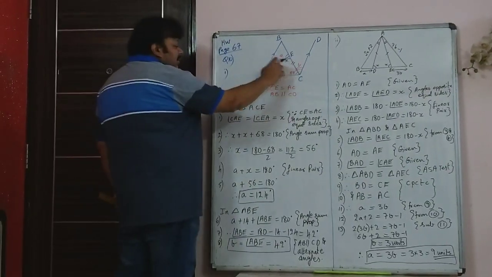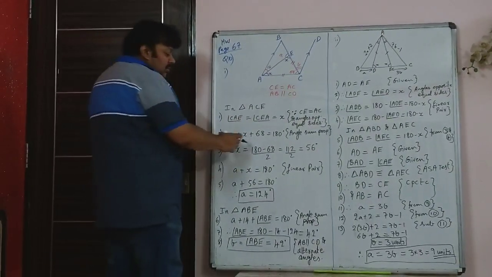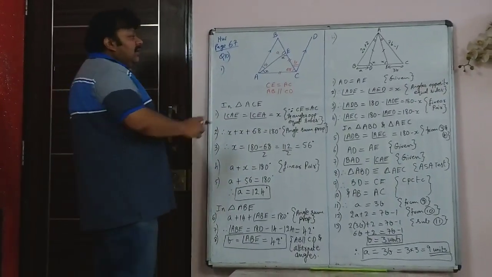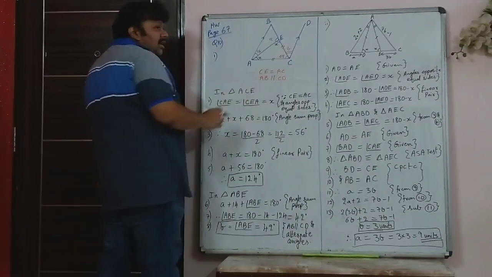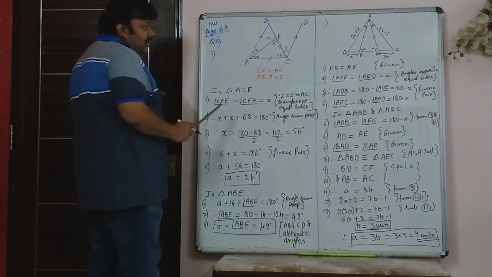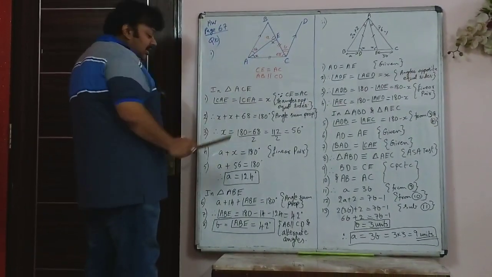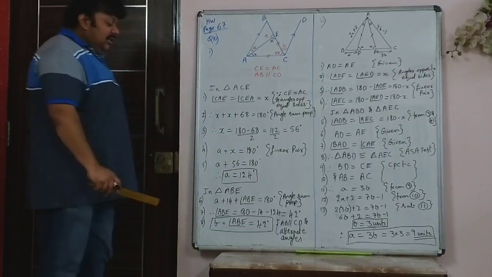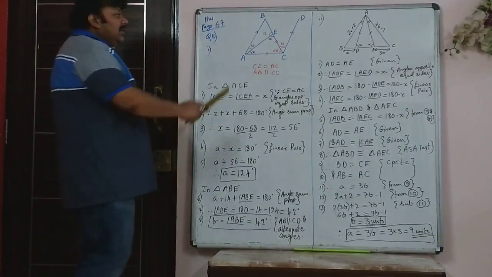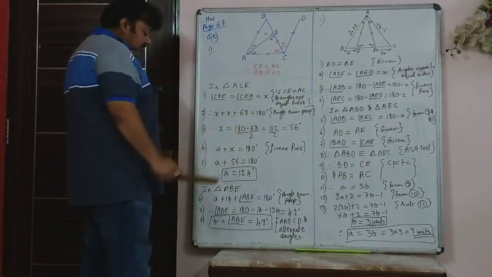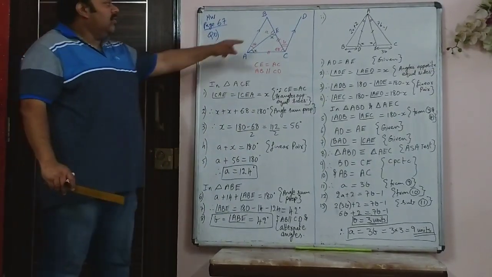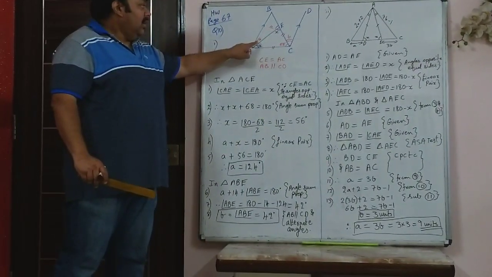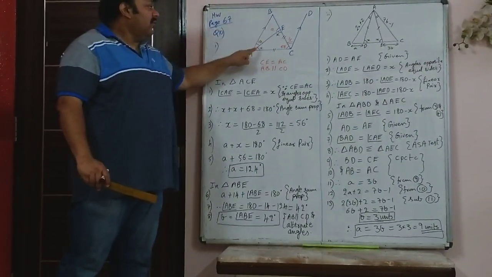So X plus 68 is 180, so you will get X is 56 degrees. By linear pair, angle A is 180 minus 56, that is 124. Then you have triangle ABE. In triangle ABE, you already got this angle as 124 and 14 is given, so you can find angle ABE.